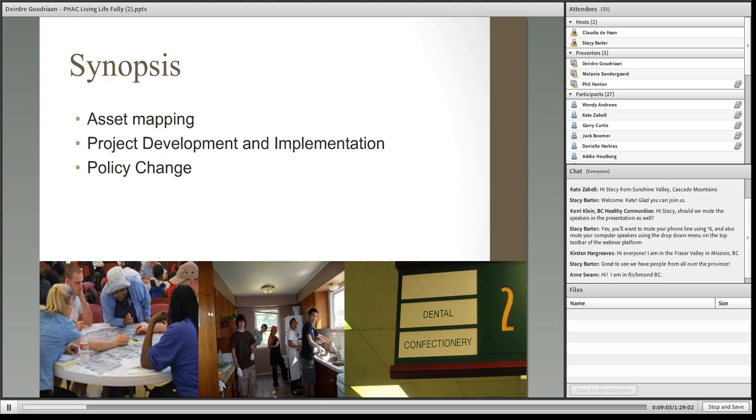The second phase was for them actually to develop a project. So the picture you see in the middle of the slide there is a group of young people who actually worked together on a healthy baby foods project, and they also put together a traditional cookbook focusing on the Aboriginal diet. And then the third phase was to look at how we could create policy change, and I think that picture is kind of apt that we have dental and confectionery in the same aisle.